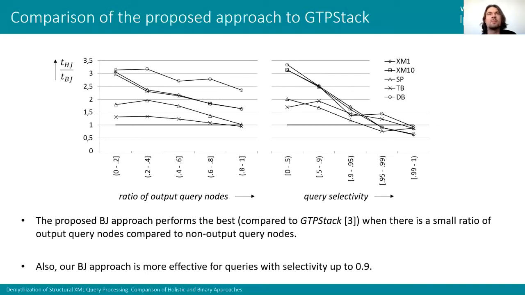From the query selectivity point of view, we can see that our binary join approach performs the best for low selective queries. On the other hand, for highly selective queries, which means the queries with a relatively small result, it is usually better to use a holistic join. This is because holistic joins utilize a more aggressive forwarding of the input streams, and thus they can efficiently skip a large number of useless XML nodes.